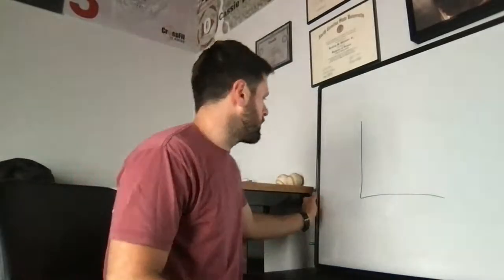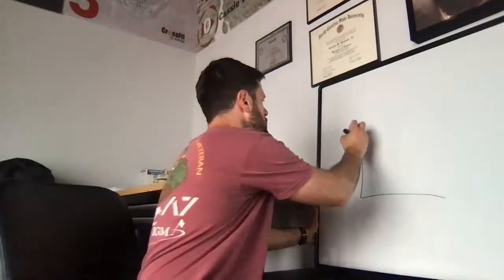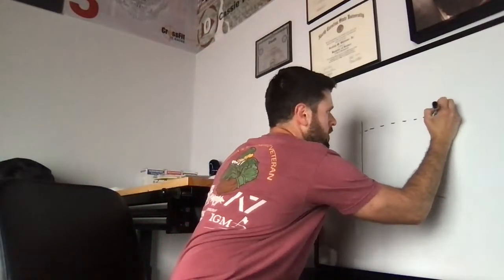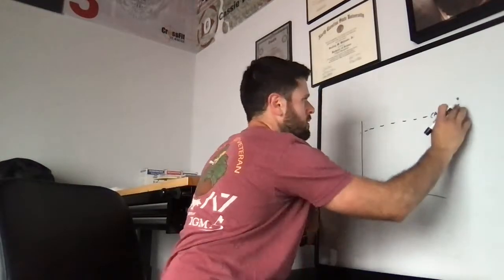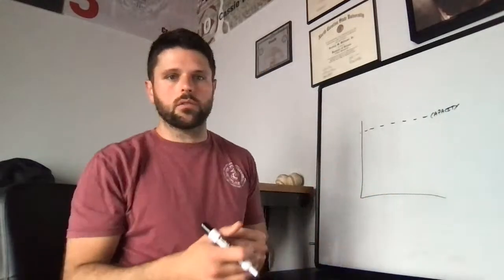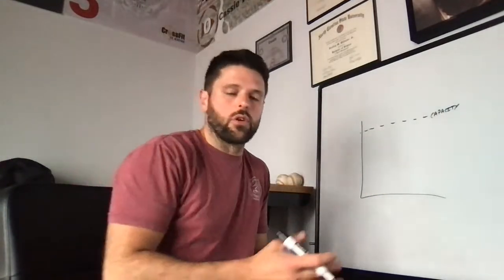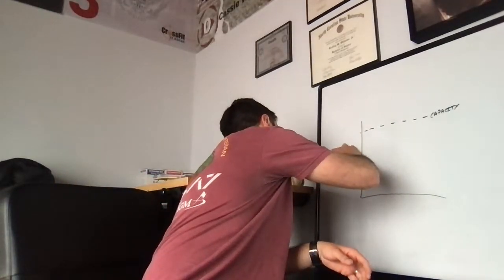So on the board here, we've got our little chart. I'm going to go ahead and draw this dotted line up here. This is going to be our capacity, so our ability to do work or to tolerate stress. What we're going to be doing is filling up this column with stressors or loads on our system. So we're going to call this one stress or load.